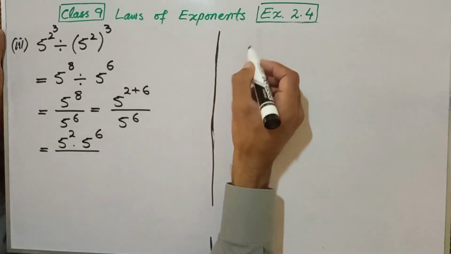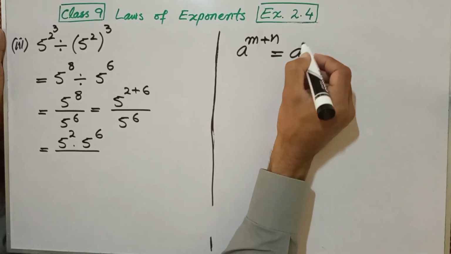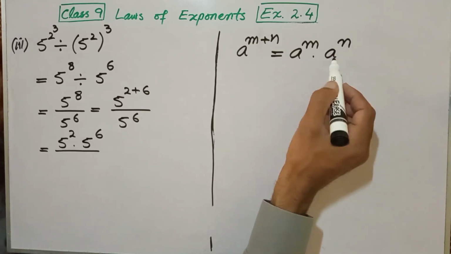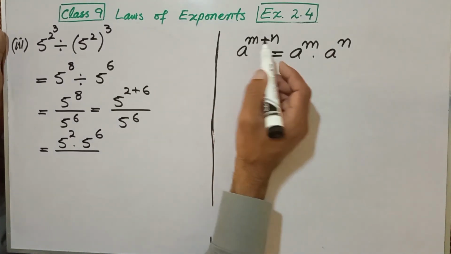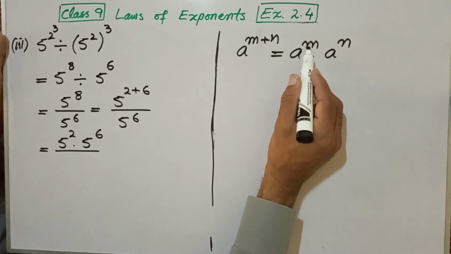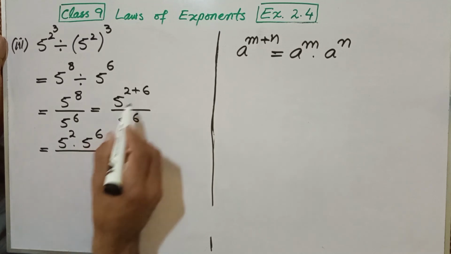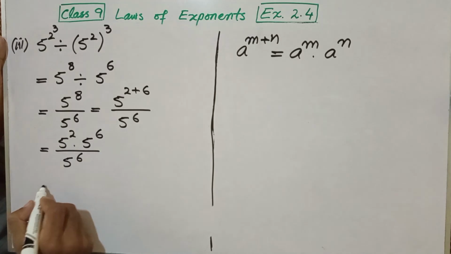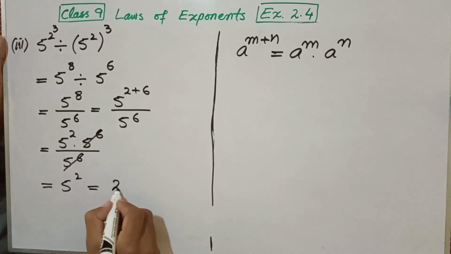Here we have used the property a power m plus n is equal to a power m into a power n. That is, if the bases are the same, the powers are added, or vice versa. If we have added the power, then we can write it as the product of a power m and a power n. So this can be written as 5 power 2 into 5 power 6 divided by 5 power 6. 5 power 6 is cancelled with 5 power 6. We have 5 square, or 5 square is equal to 25.